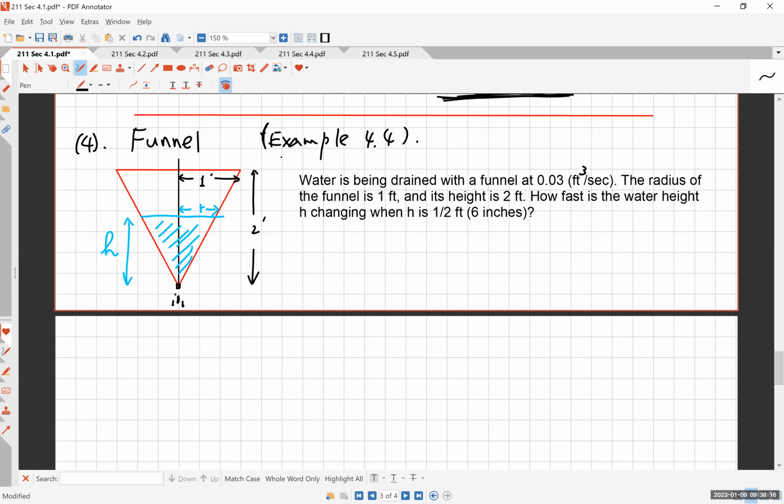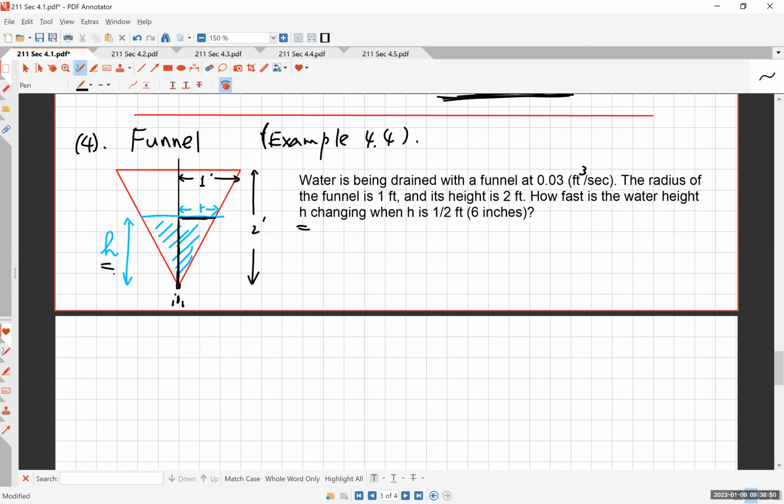Now, why is this important? Well, it is important because this 1 to 2 ratio, radius to height, is going to be the same for the remaining part of this water. The radius at any point is going to be r, that's half of the height of the water level, the height of the water inside at any point. How fast is the water height h changing? That's the height changing when h is 1/2 of a foot or 6 inches.